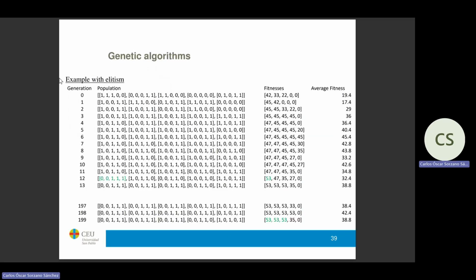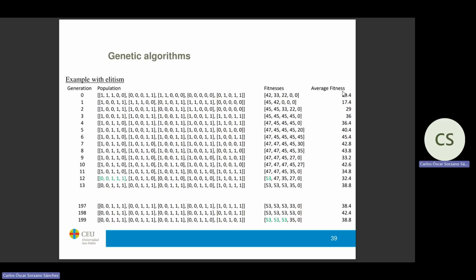And here you have the example application. You have a population, and then you have the fitness of those individuals, and the average fitness is stable, 90.4. And then you apply this selection for parenting, and then crossover, and then mutations, and then you can see that at some point this 53 appears in iteration 12.